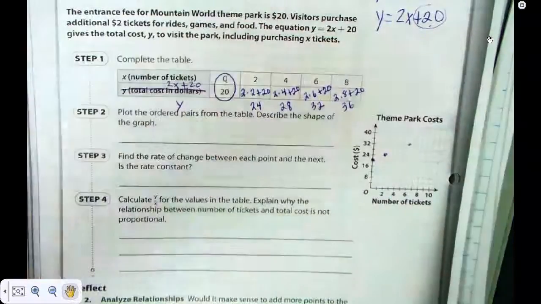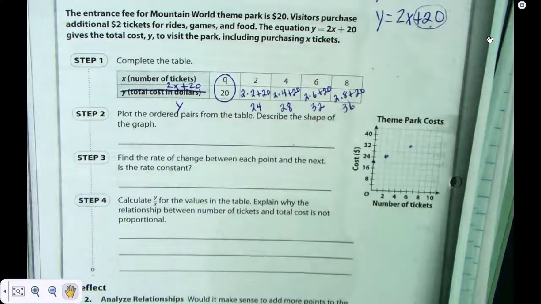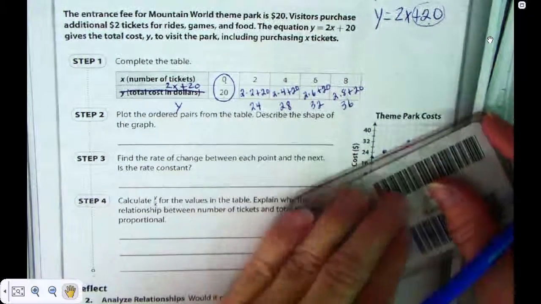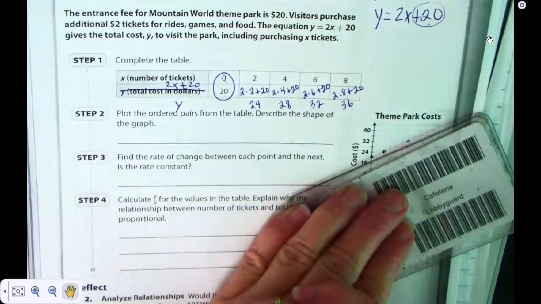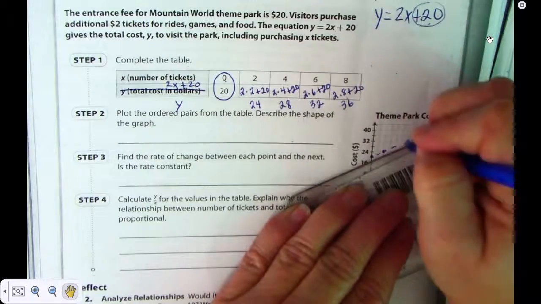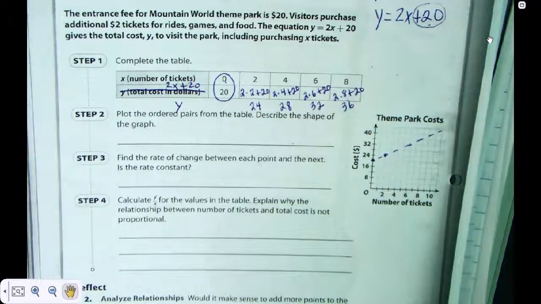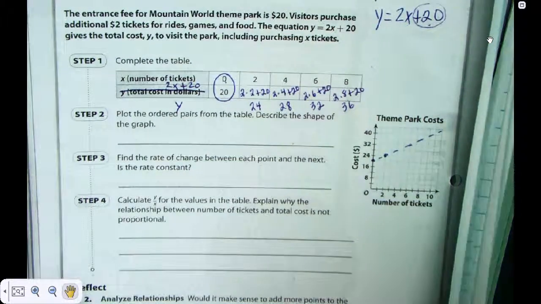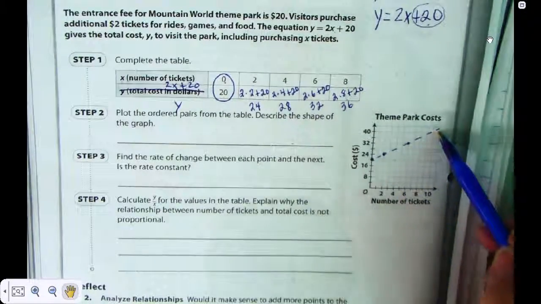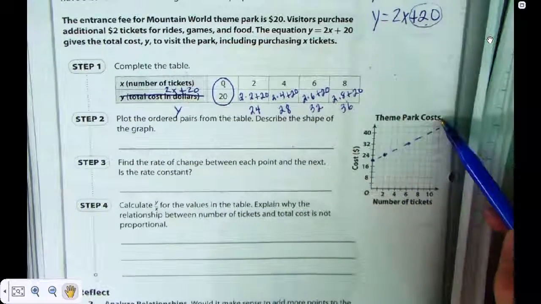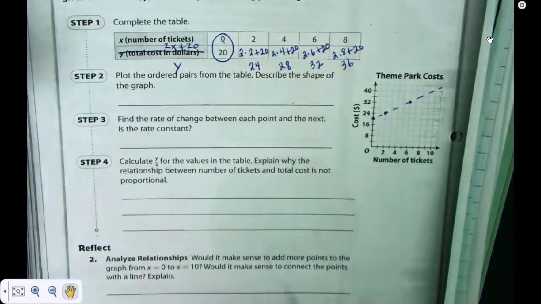Now, let's think a minute. Can you go in there and say, I need 2 2/3 tickets? No. So we're going to make a discrete line. Discrete. So we're going to dash it, because you cannot pay for part of a ticket. And on this, guys, you can see it's linear. But we're going to go prove it's linear.